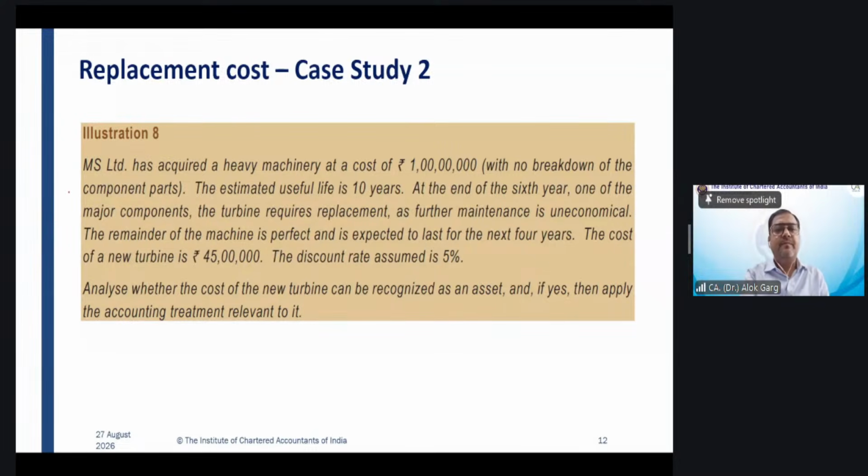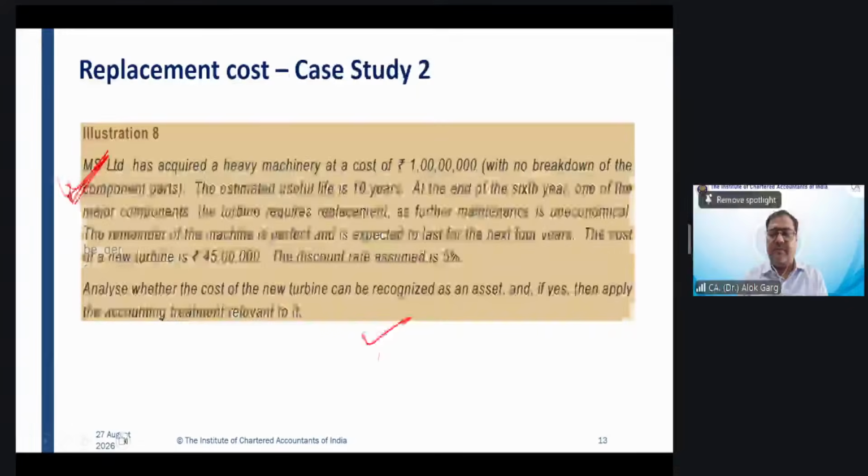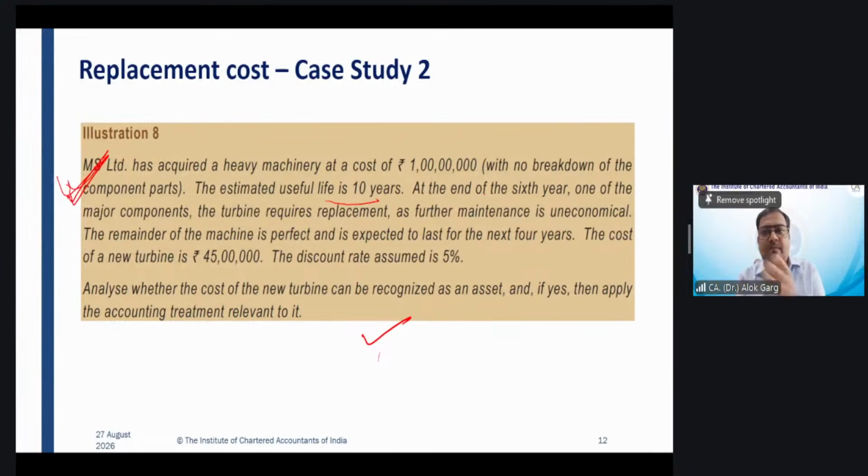MS Limited has acquired heavy machinery at a cost of rupees 100 lakhs, 1 crore, with no breakdown of component parts. The estimated useful life is 10 years. And no breakdown of component parts is there.